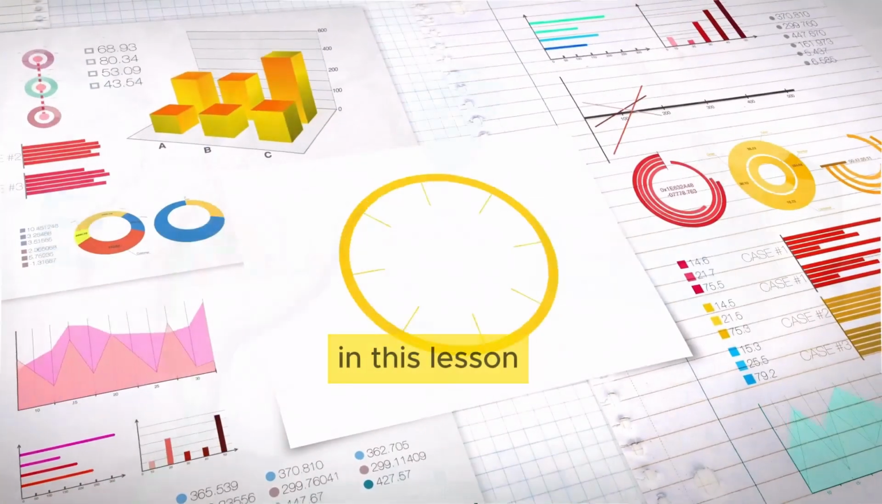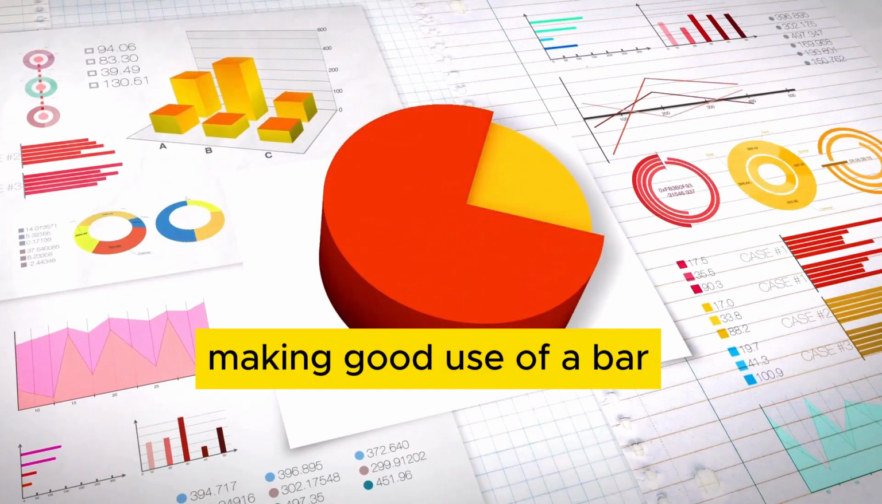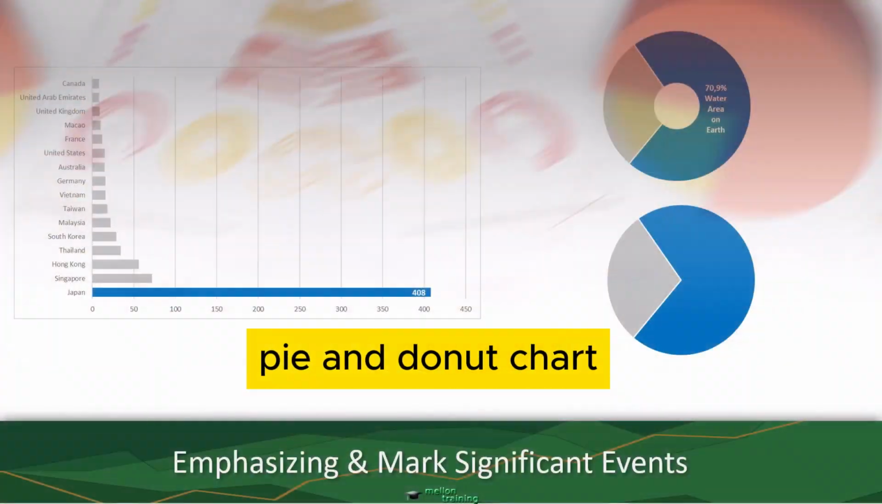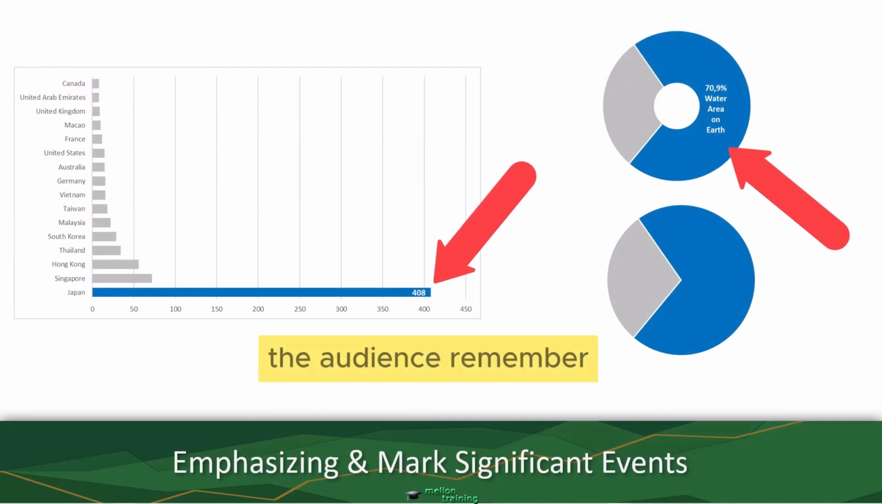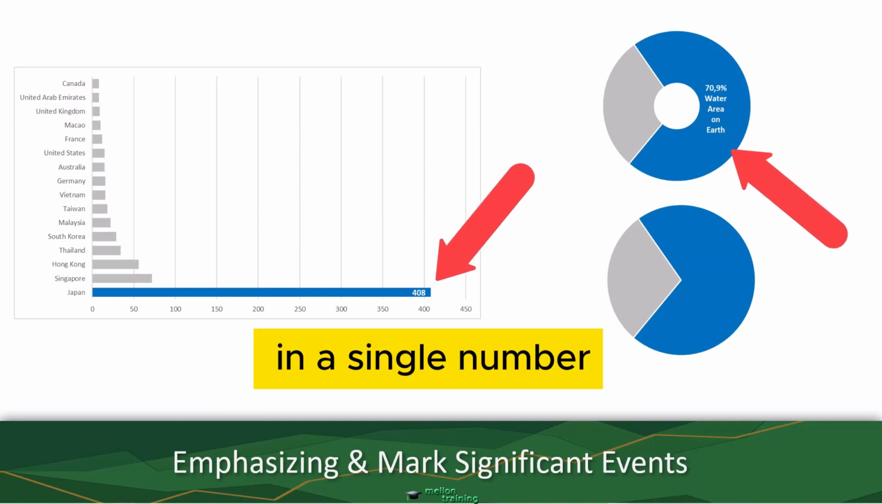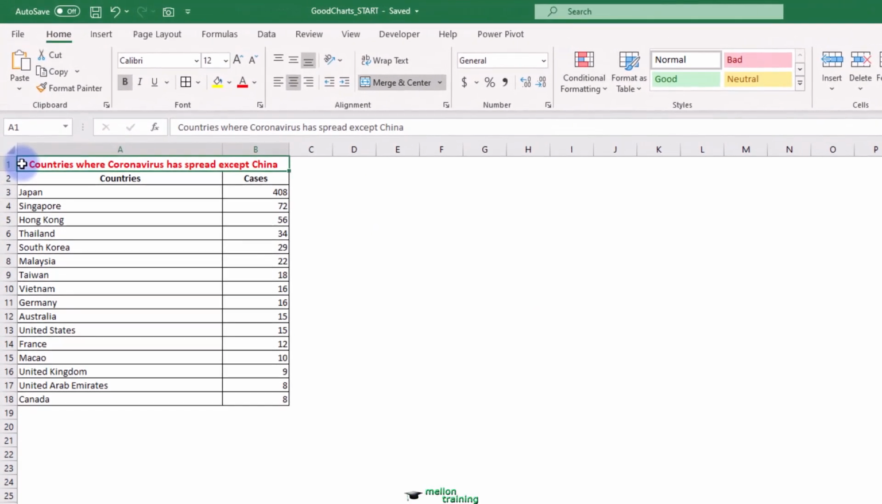formatting. In this lesson, we will learn how to emphasize and mark significant events, making good use of a bar, pie, and donut chart. A simple bar graph that can be focused to help the audience remember a single number is way more effective. This data table shows us the countries where the coronavirus has spread except China. I made this graph easier for my audience by ordering the bars from the greatest to least.